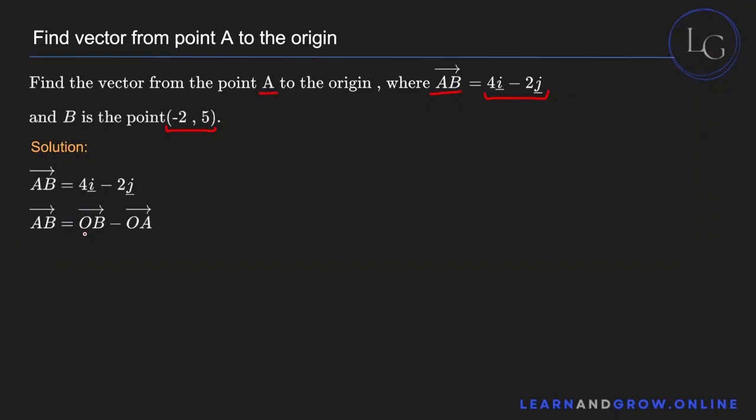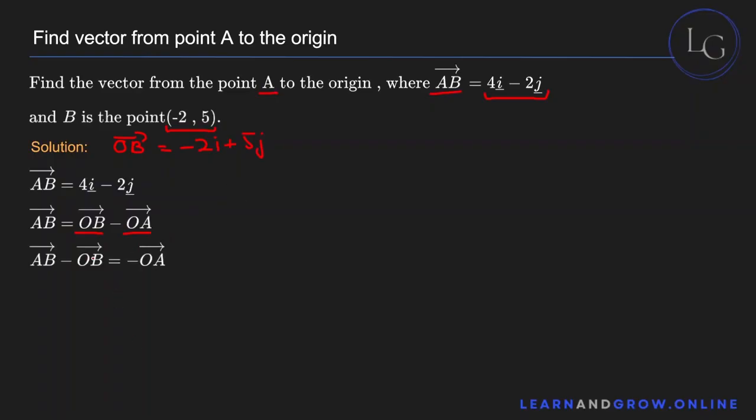As you know, AB is equal to the vector OB, or the position vector of B, minus the vector OA, or the position vector of A, right? So OB minus OA is equal to AB. B is given to us, so obviously OB is equal to minus 2i plus 5j. Okay?